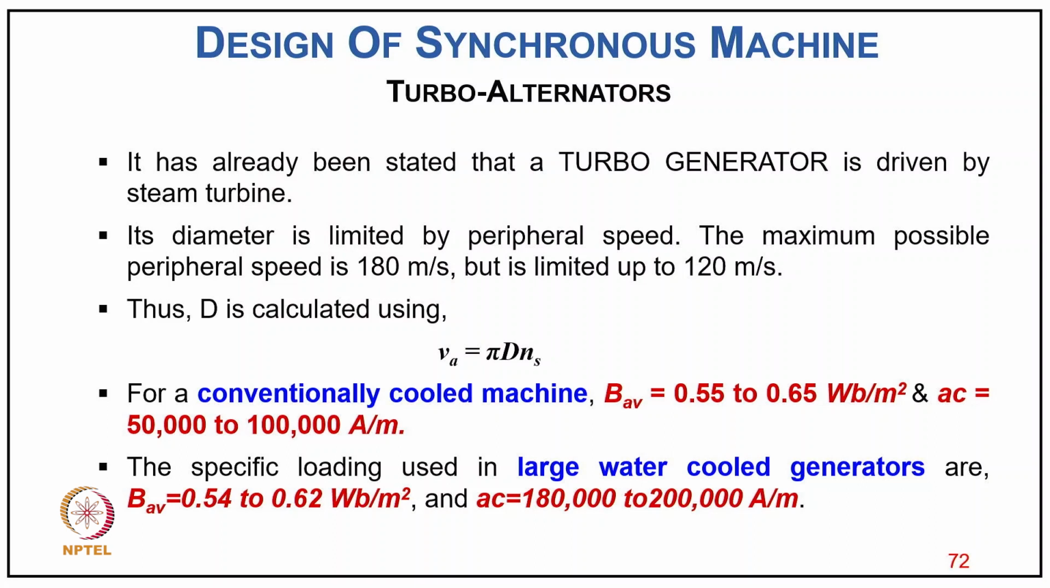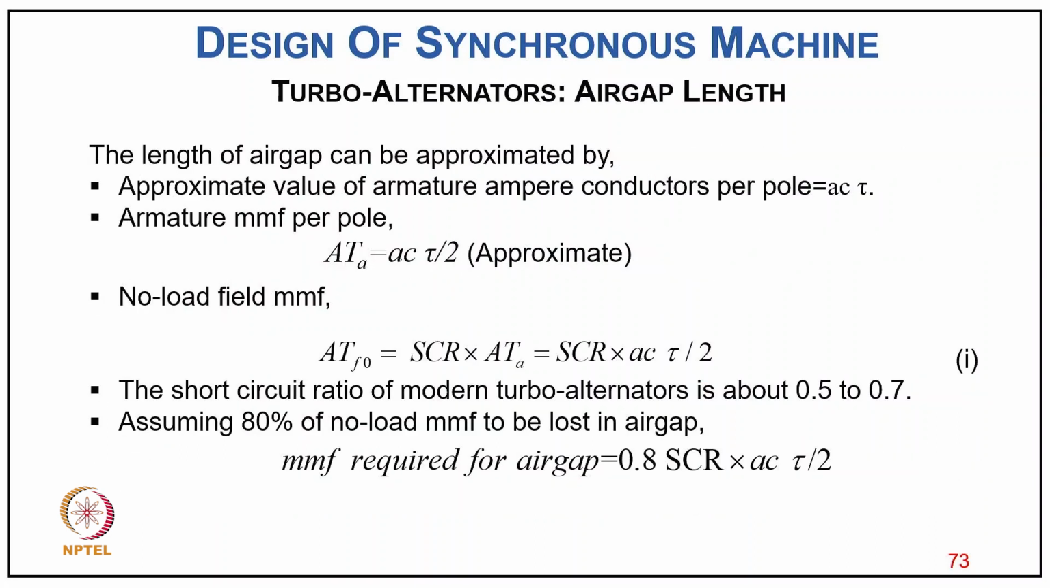Thus D can be calculated from V equal to pi D ns, and for a conventionally cooled machine B average is 0.55 to 0.65 Weber per meter square. AC is 50,000 to 100,000 ampere conductors per meter. The specific loadings used in large water cooled generators are B average 0.45 to 0.62 and AC 180,000 to 200,000 ampere per meter. So now calculating for the turbo generator, the length of air gap.